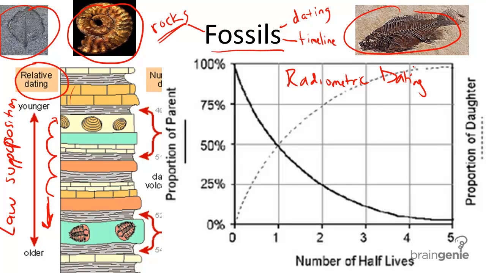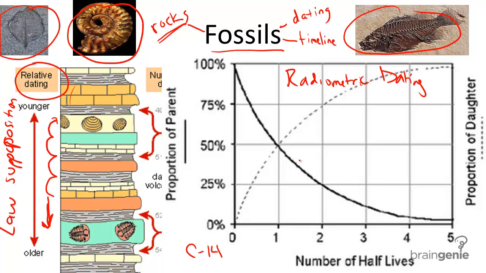One more technique is called radiometric dating. Radiometric dating uses knowledge of the half-life of isotopes. Carbon-14 is a common isotope used. This is used to determine the age of a rock where the fossil was found. So how does this work?